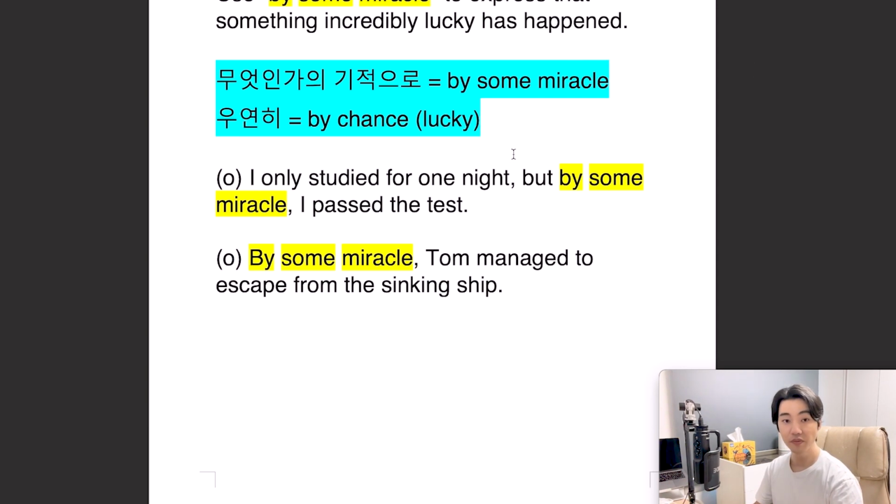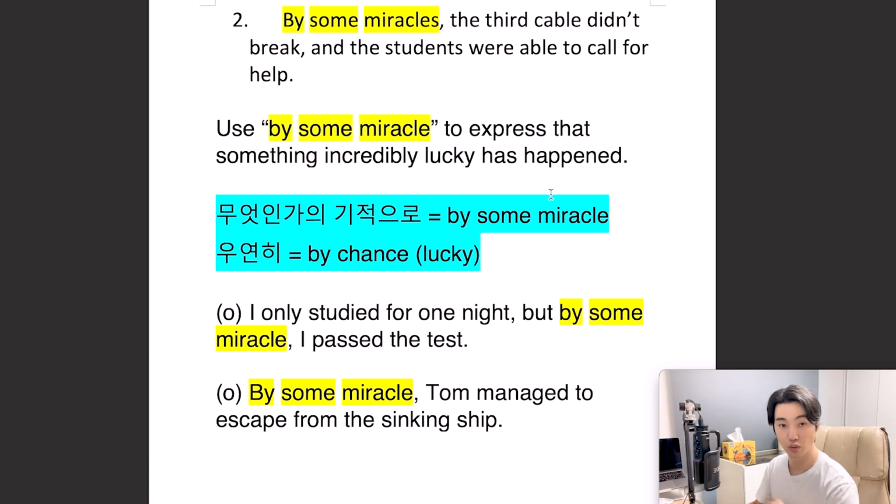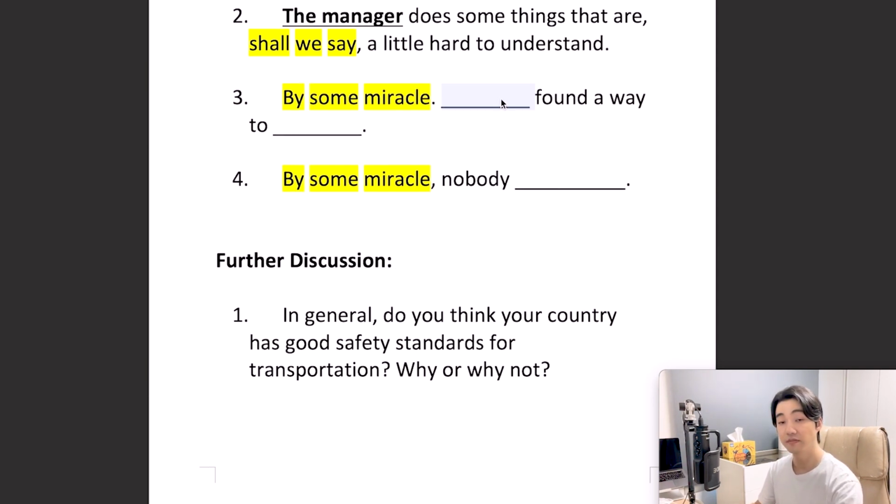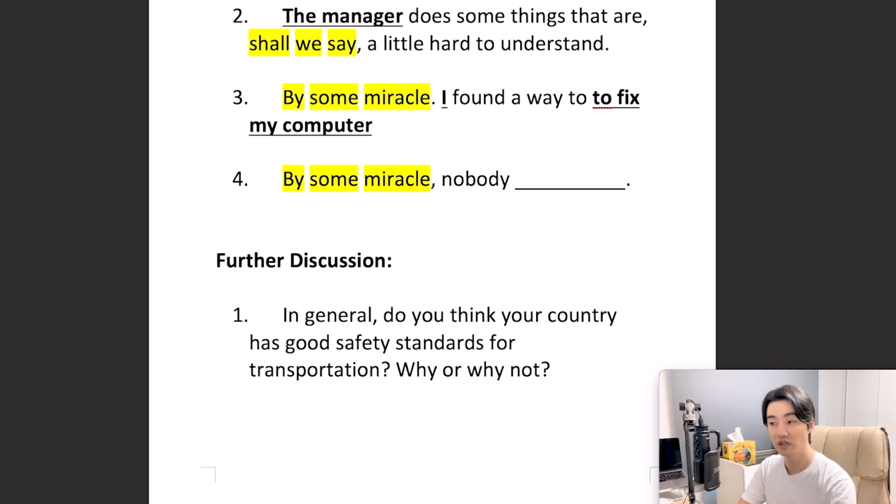Number 3, by some miracle, so 무엇인가의 기적으로, or 우연히, by chance, if possible. By some miracle, I found a way to fix my computer. 기적으로 내 컴퓨터를 고칠 방법을 찾았다. I don't know how, but I managed to fix it.